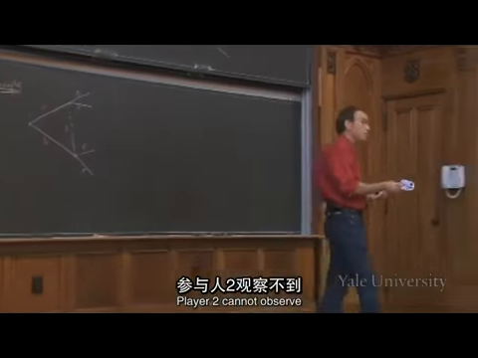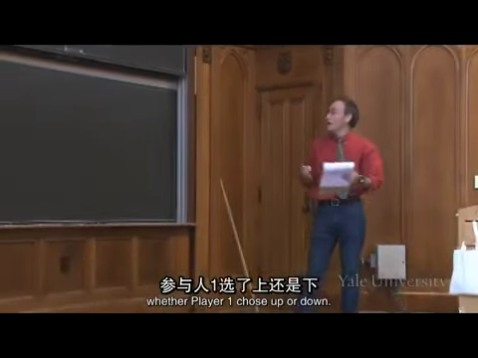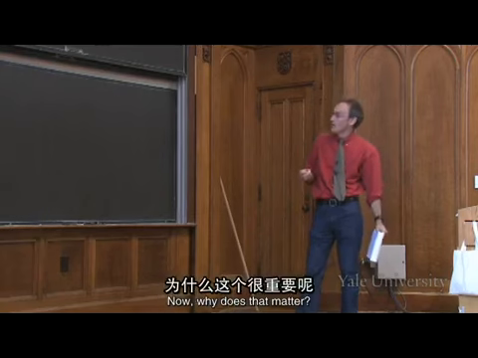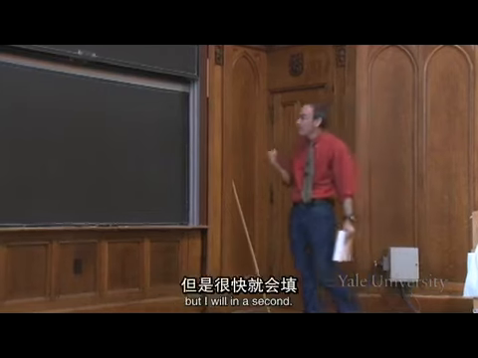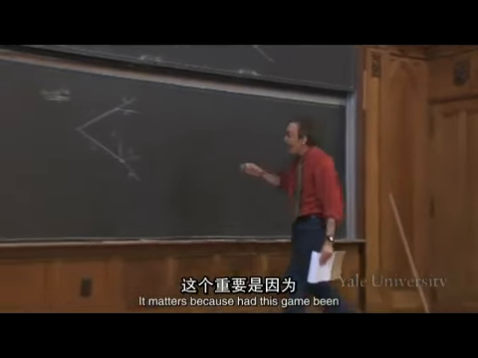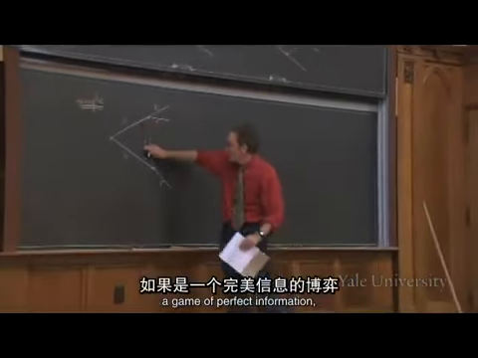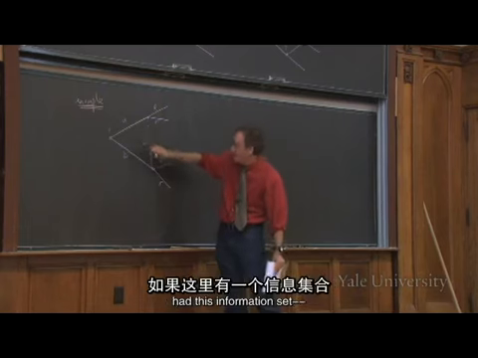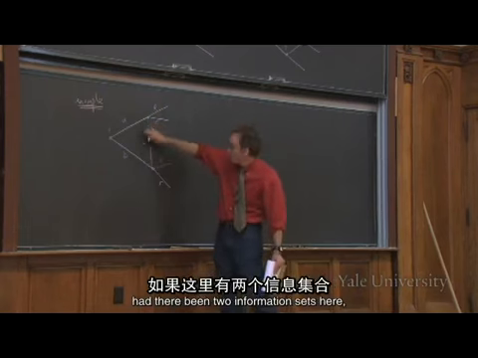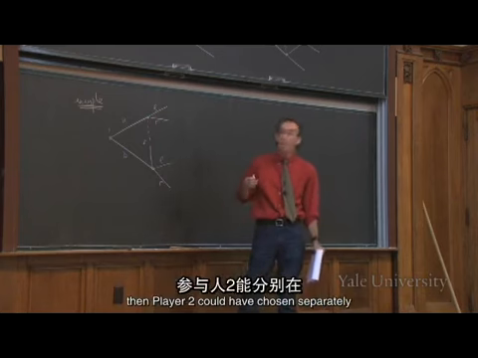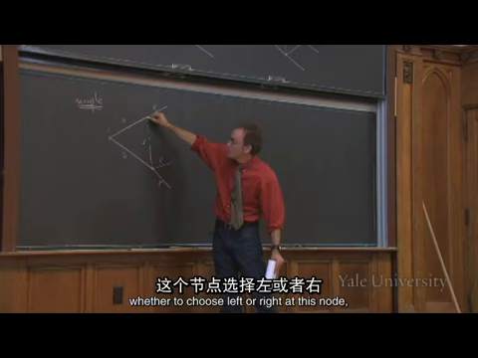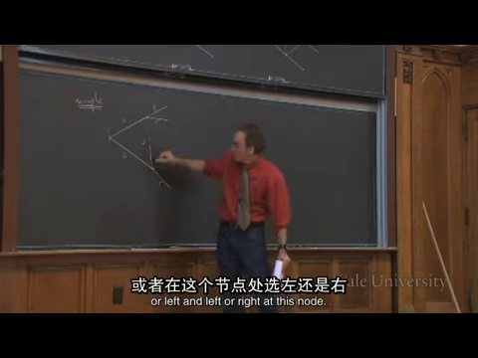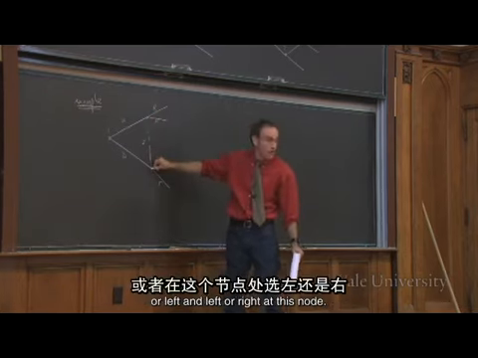Player 2 cannot observe whether player 1 chose up or down. All right, now why does that matter? I haven't put the payoffs in yet, but I will in a second. It matters because had this game been a game of perfect information, had there been two information sets here, this dotted line not been there, then player 2 could have chosen separately whether to choose left or right at this node, or left or right at this node.